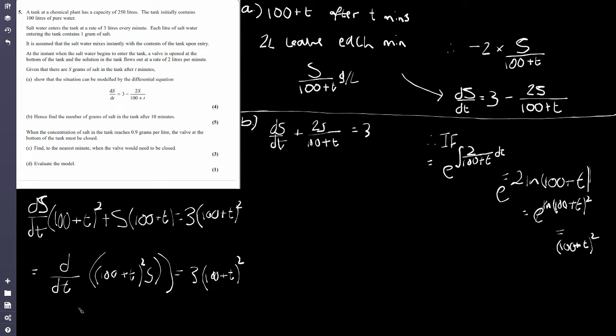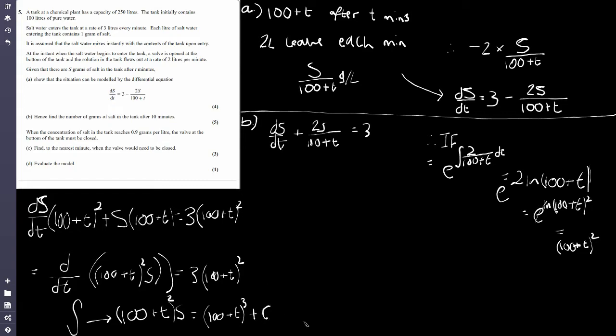So, if I integrate both sides now, I'm just going to get left with this here, so it's going to be 100 plus t all squared times by s. So 100 plus t squared times by s, and that's going to be equal to 100 plus t cubed, and don't forget your constant of integration, so plus c.